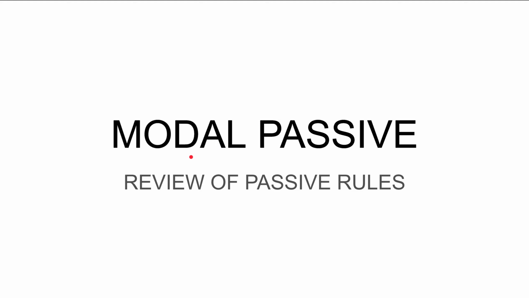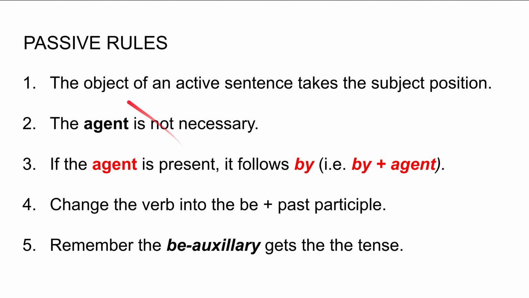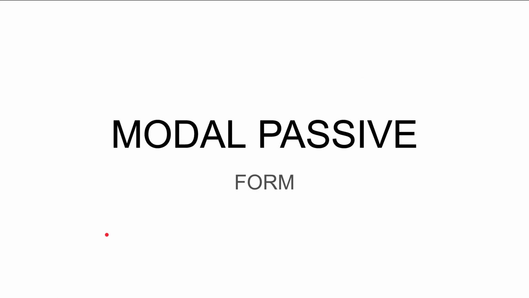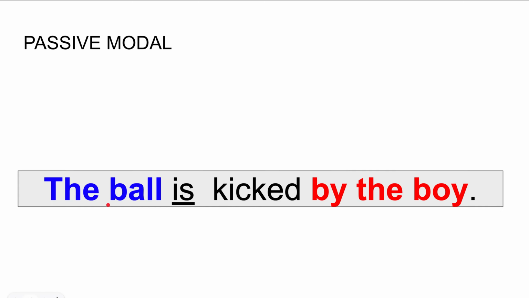But before we start, again, let's review passive rules. Remember these rules. The object of an active sentence takes the subject position. The agent is not necessary. If the agent is present, it follows a by phrase, so by plus agent. Change the verb into be plus participle, and remember the be auxiliary gets the tense. So let's look now at modal passives, and let's look at the form of modal passives. So the ball is kicked.